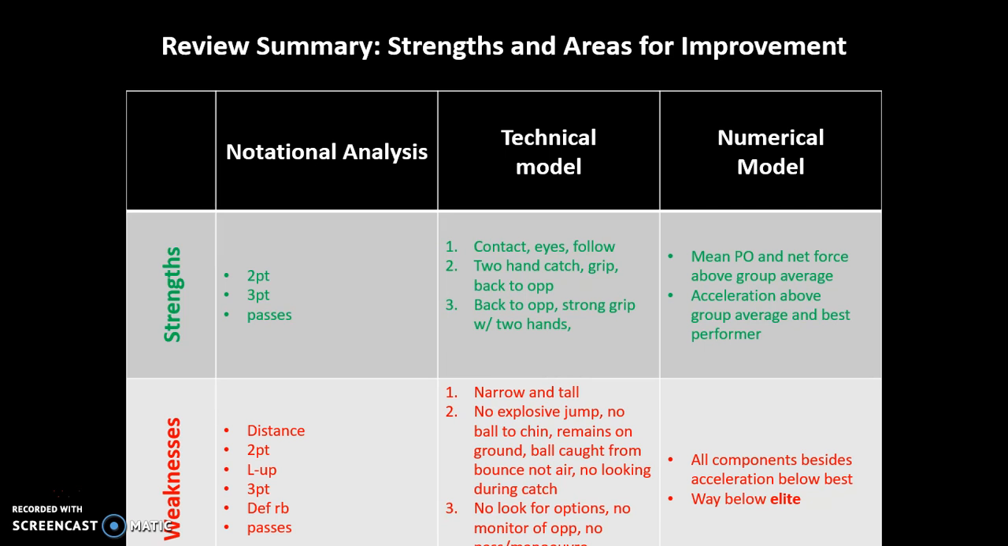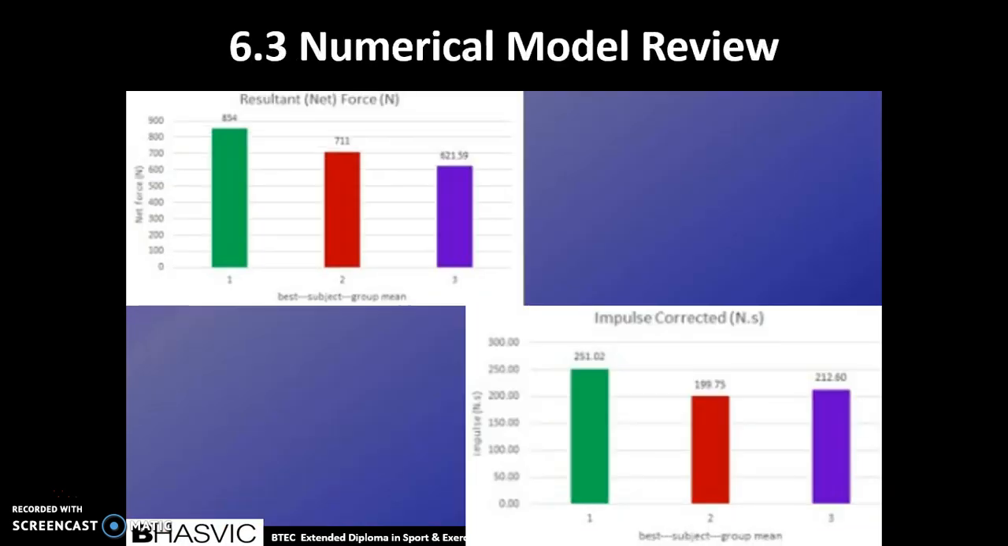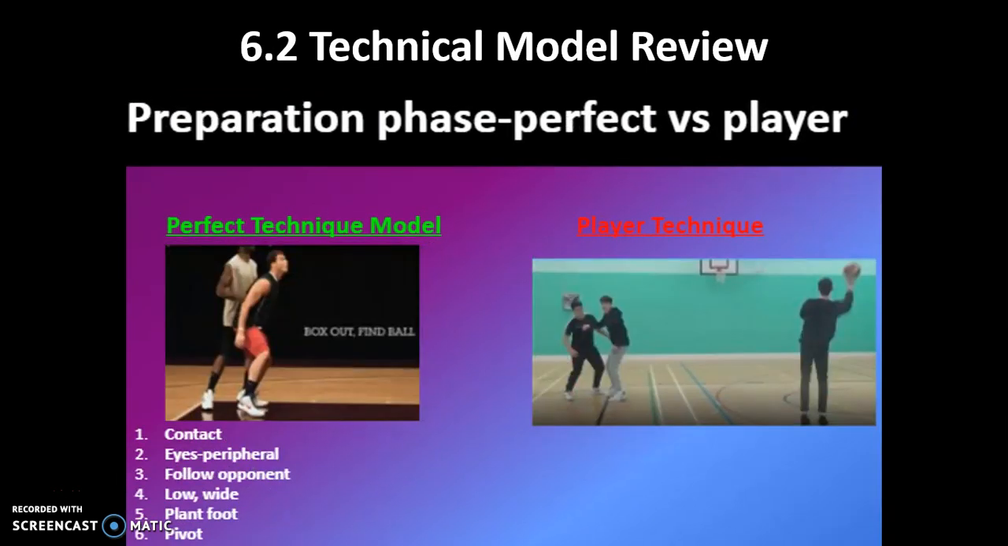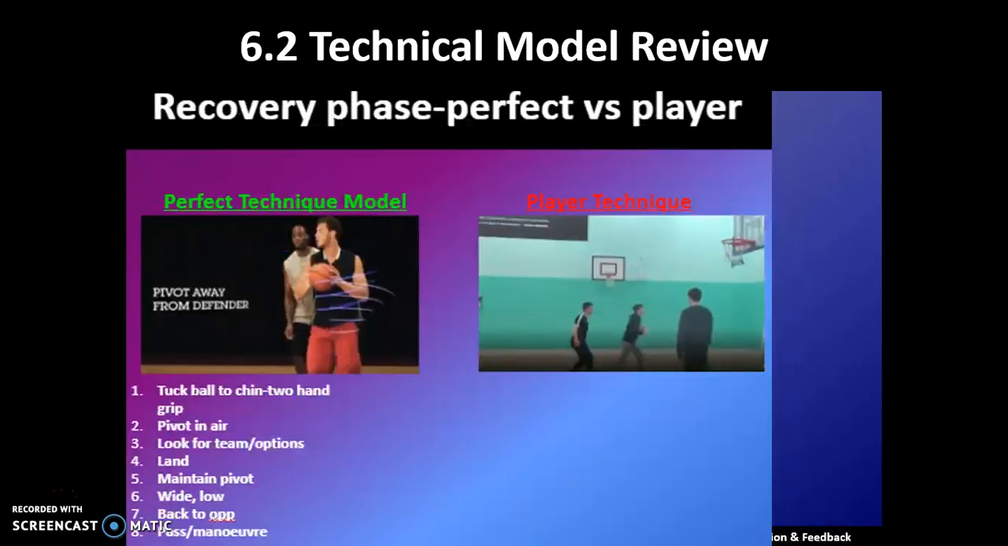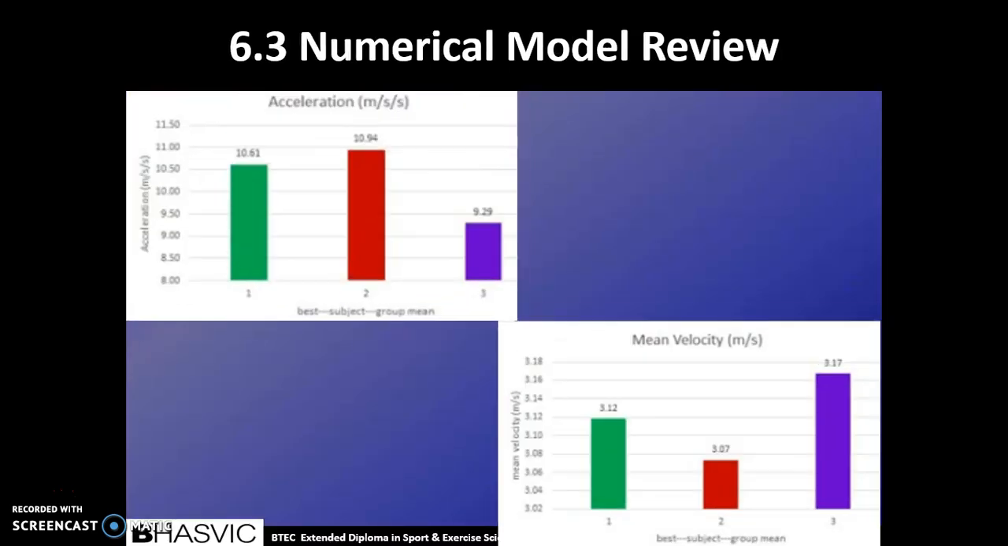So in notational analysis, the first, where we looked at the indicators. Sorry, let me just go back. 6.2, obviously we were looking at the perfect model as well. You're looking at the perfect model for performing that skill. And like I said, here is numerical data.